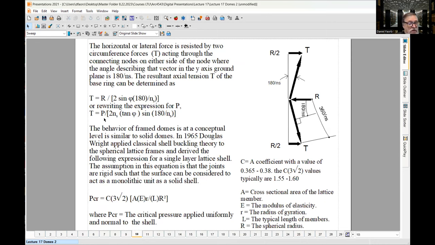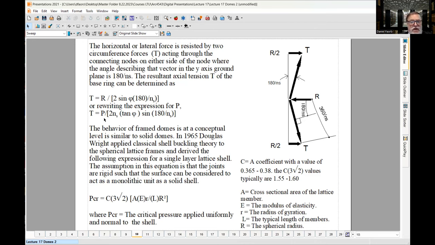There's an approximation technique developed in 1965 that's referenced here, that allows you to evaluate some of these critical load values. It says P sub R, our critical load acting down on this pressure applied uniformly across the dome, is C times 3 divided by square root of 2 times A E R divided by L R squared.